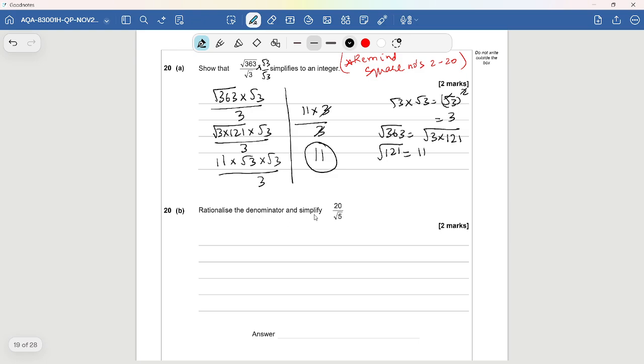Rationalize the denominator and simplify 20 over √5. To rationalize the denominator, we multiply the numerator and denominator by √5. So this is 20√5 over √5 times √5, which is √5 squared, which is just 5. Now this can be simplified. 5 goes into 20 four times. So the answer is 4√5.